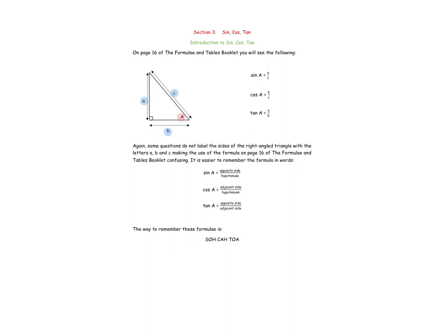So this is actually quite confusing, and it's difficult to know what they actually mean by this. And some of the questions don't actually label the right sides of the right angle triangle with the letters a, b, and c, making the use of the formula on page 16 quite difficult. However, it is much easier to remember and understand this. So if we say the sine of A is equal to the opposite over the hypotenuse, cos of A is equal to the adjacent over the hypotenuse, and tan of A is equal to the opposite over the adjacent.